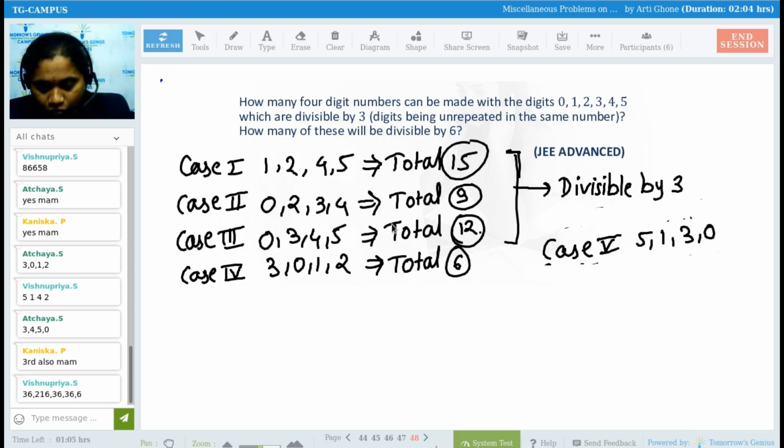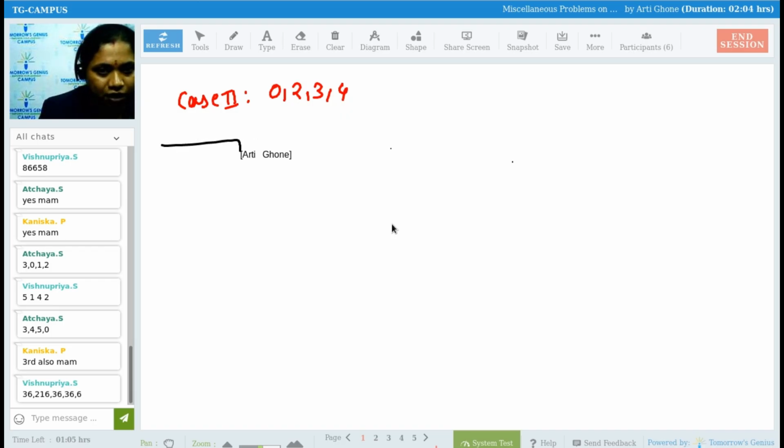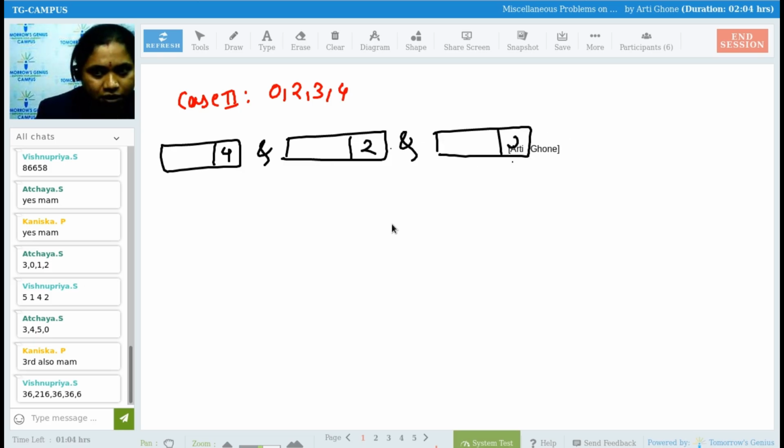Now we are taking case 2: 0, 2, 3, 4. What will occur? The numbers having 4 at the unit place, the numbers having 2 at the unit place, and the numbers having 0 at the unit place. So you are simply saying 6 for this, 6 for this, 6 for this. That's why you are answering 216, right? But there is a matter: when we put 2 at the unit place, 0 may come at the start, and that is not a 4-digit number. Whenever 0 is there, 0 can't take the first position because we want a 4-digit number.